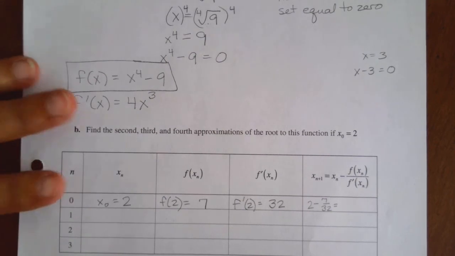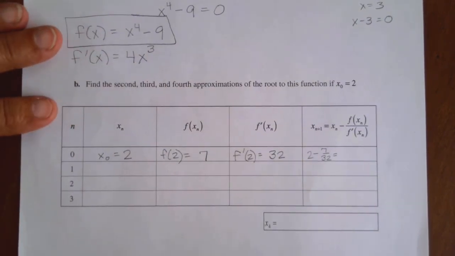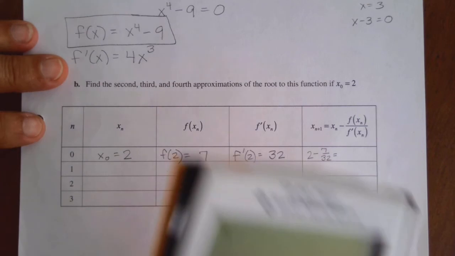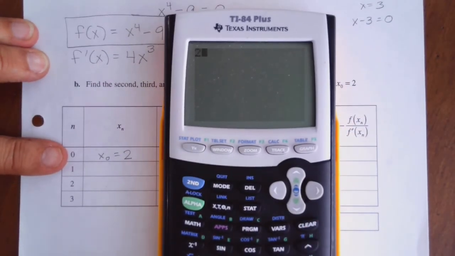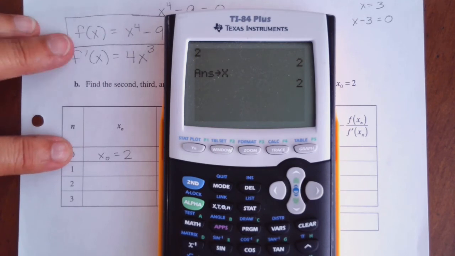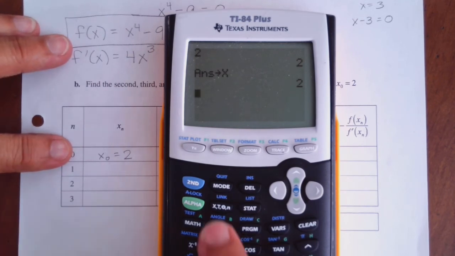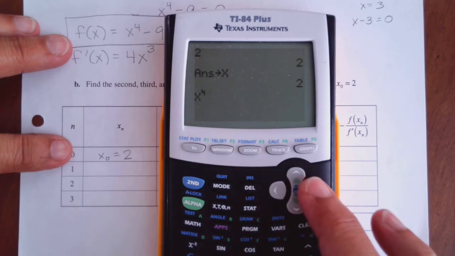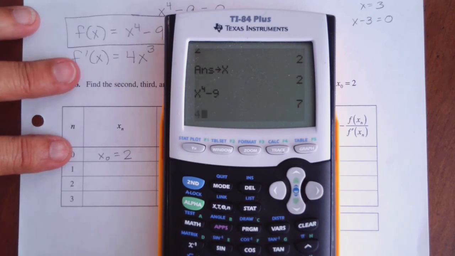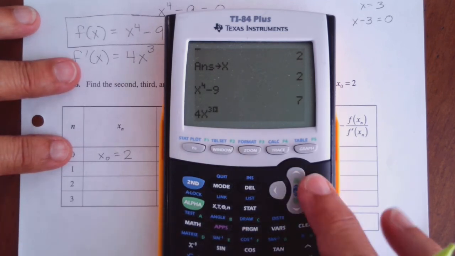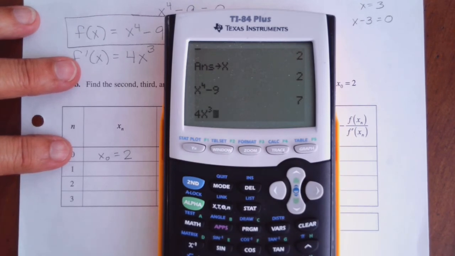Let's go ahead and get our calculator going with the derivative and the function value so we can find the rest of those. I'm going to start this over. I want to store 2, hit 2, enter, stored in x. Put your function in, so x to the 4th minus 9, enter, we should get 7. Put your derivative in, 4x to the 3rd. We should get 32.